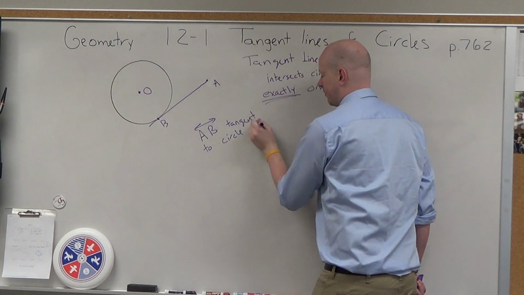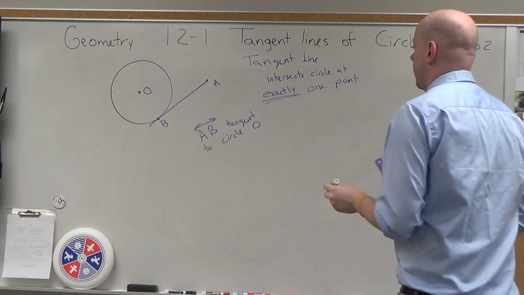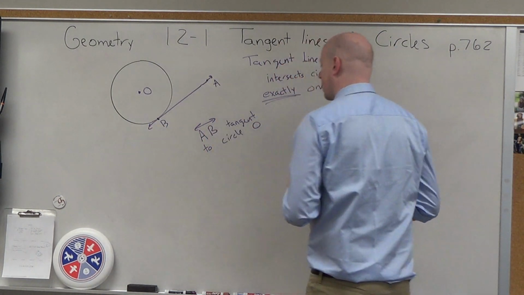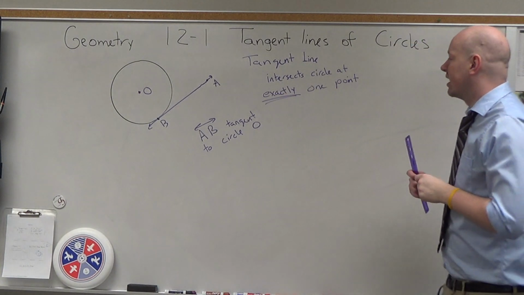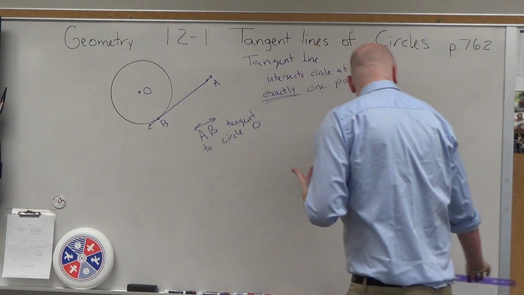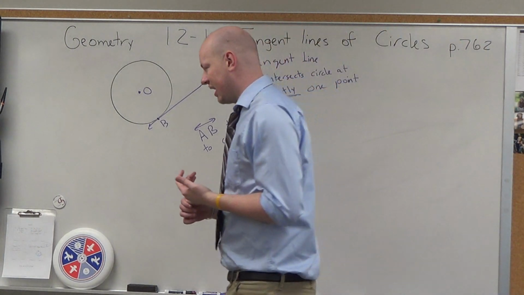Oh, I just need a center to find my circle. Circle up. And then since I said line AB, might as well throw on some arrows here. Okay, so that's all a tangent line is. It intersects the circle at exactly one point. Now, that may seem pretty simple, but it actually has a lot of interesting mathematical implications.